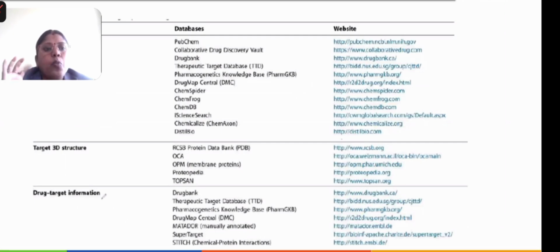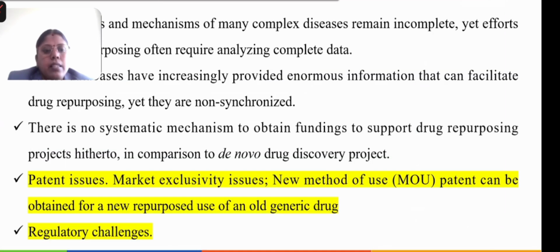And there are various other databases. If you want chemical structures, you can go for PubChem. If you want the drug, you can go for DrugBank. You can go for DrugMap Central. If I want the target's three-dimensional structures, of course, Protein Data Bank. Then for drug target information, I can go for the Therapeutic Target Database. These are all some publicly or proprietary available databases.